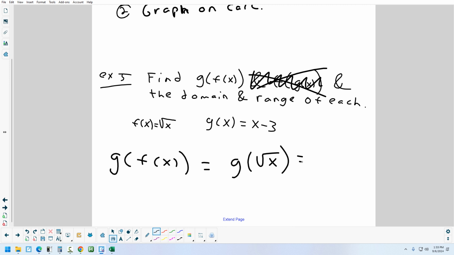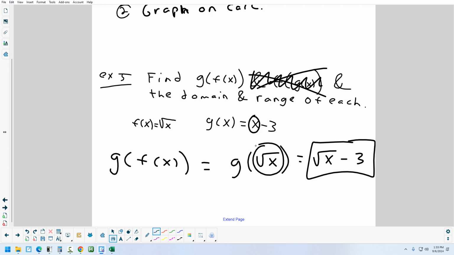Now we're going to take square root of x and we're going to fill that into which function now? G. G, everywhere you see a letter. So it's square root of x minus 3. So square root of x minus 3. Yep. You just change this to that. Okay, so there's that part and the domain.